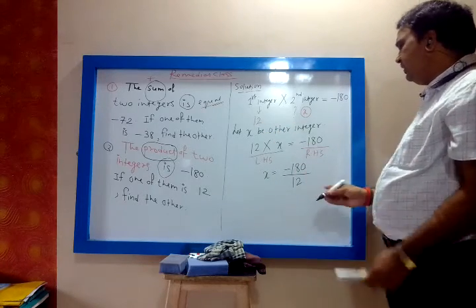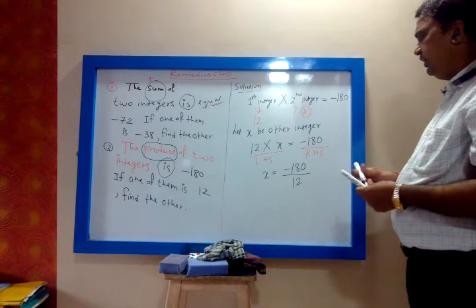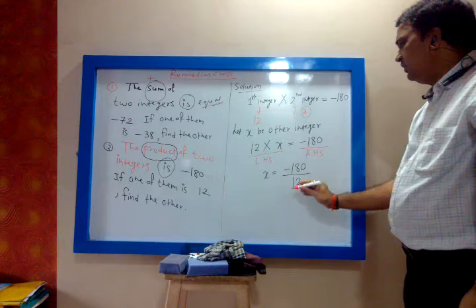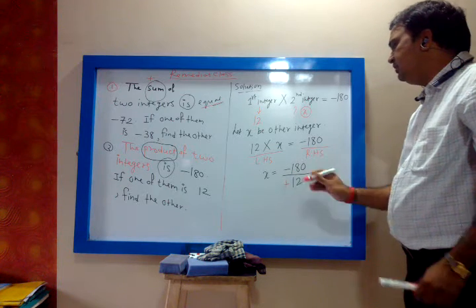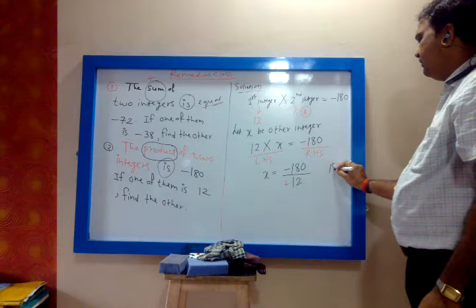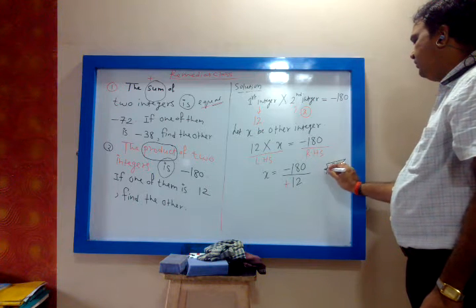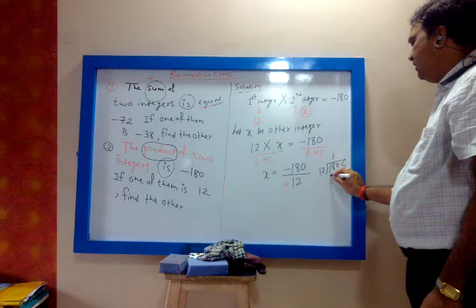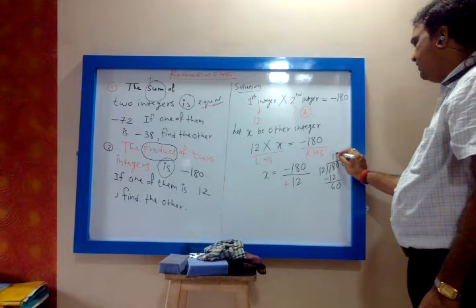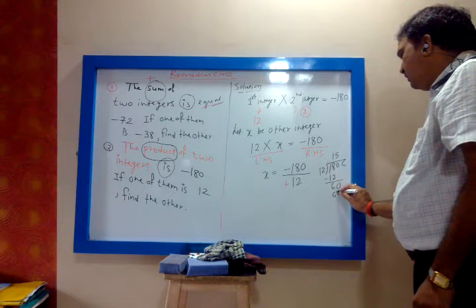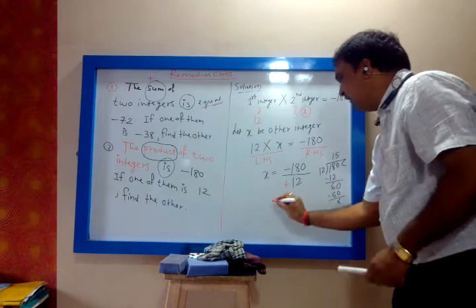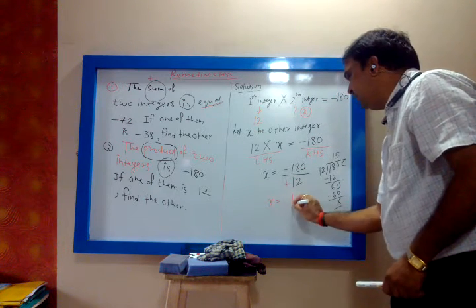Now divide 180 by 12. Okay. What is the sign of 12? Tell me. The sign of 12 is plus. No sign means plus sign. Okay. So let us divide 180 by 12. 12 ones are 12. 18 minus 12 is 6. 60. 12 fives are 60. So x is equal to 15.